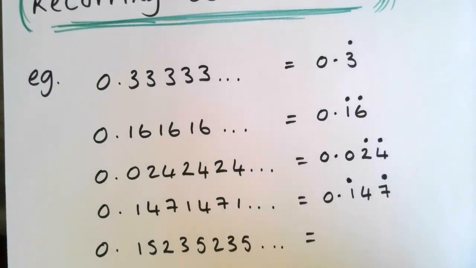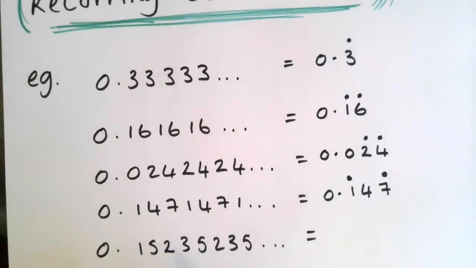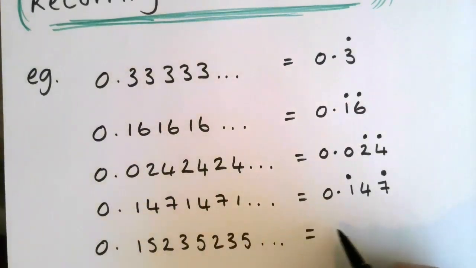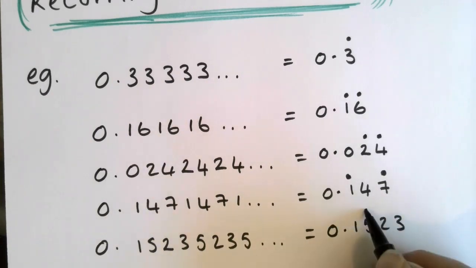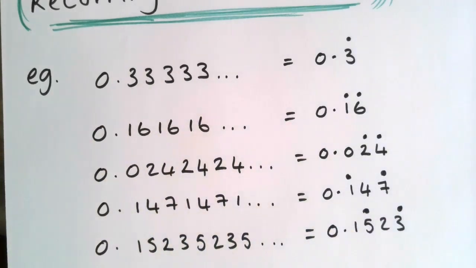Ones like this here, let's say 0.1523523, so it's just the 523 that's repeating, so we would write that as 0.1523 and a dot above the 5 and a dot above the 3.